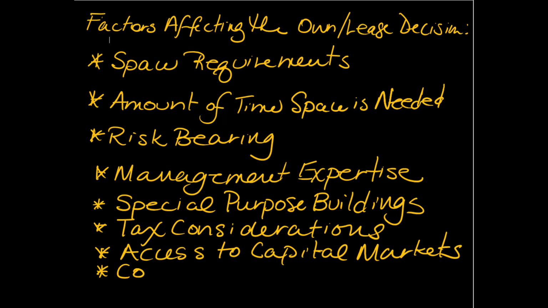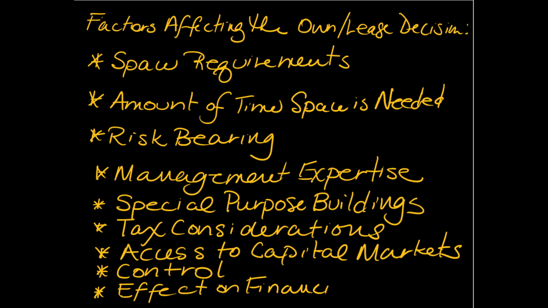Access to capital markets. So owning is going to be preferable to corporations with a high credit rating because the lease rate must cover the owner's cost of capital. Control. The corporation may want to control the real estate by owning the property. And lastly, the effect on financial statements. So real estate ownership can actually distort corporate balance sheets.